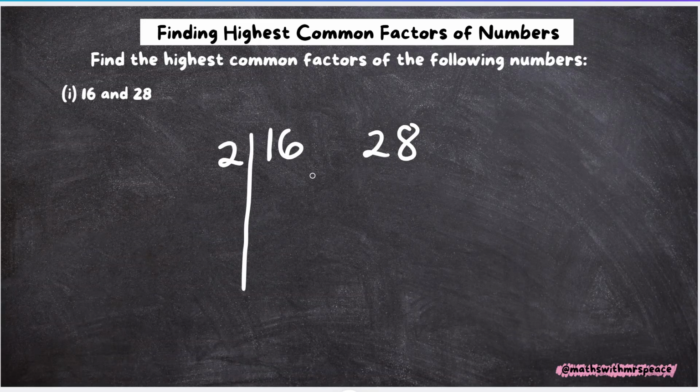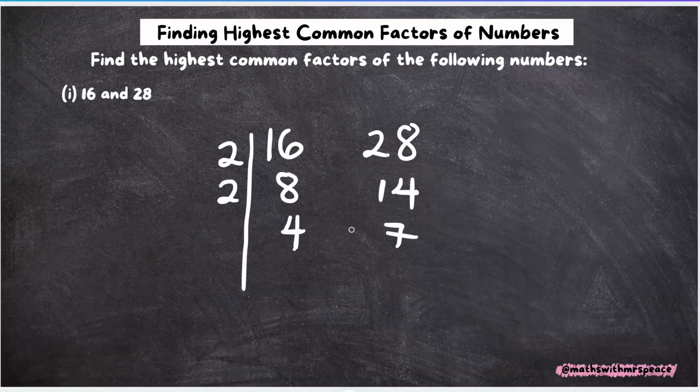16 divided by 2 will give us 8. And 28 divided by 2 will give us 14. Now, between 8 and 14, the next factor common between them is 2 again. 8 divided by 2 will give us 4. And 14 divided by 2 will give us 7. Now, you look at 4 and 7, there's no more common factor between them, which means we have come to the end of this division.